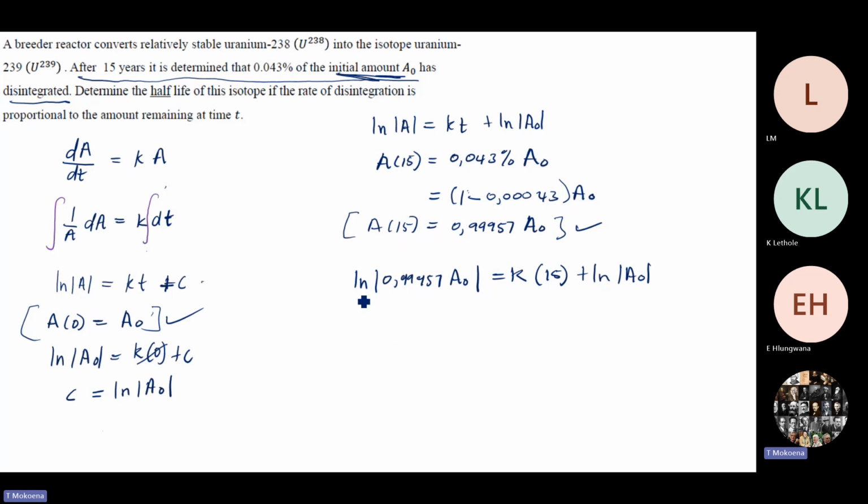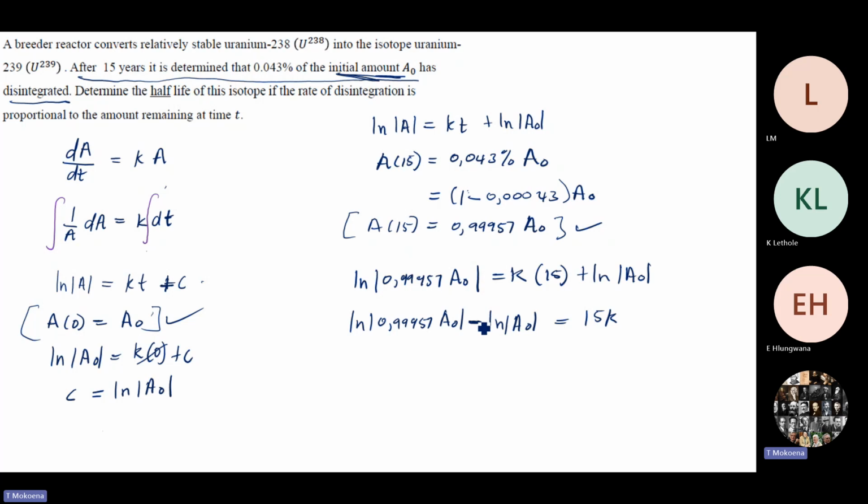This one I'll do step by step so that we don't get confused. So now here I have ln of 0.99957 A sub naught, close this, subtract. I'm taking this one to this side of the equation, so it's going to be negative ln of A sub naught, equals 15 multiplied by K.